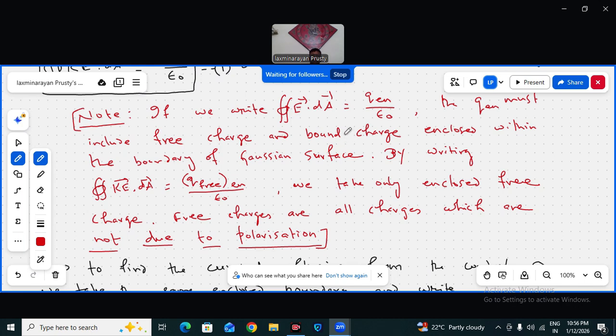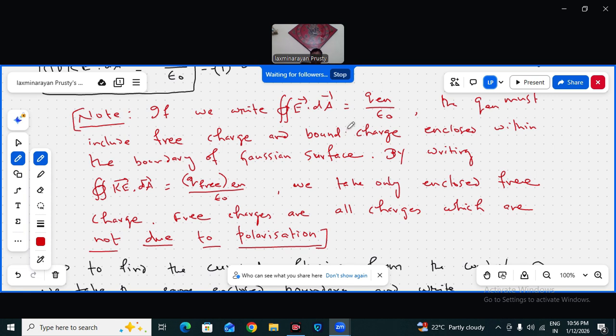Bound charge means charge due to polarization. Free charge means any charge which is not due to polarization, like I give some charge, battery supplies some charge. These are the free charges. And bound charge means the charge which is due to polarization. You can refer to my discussion on this in December 15th.